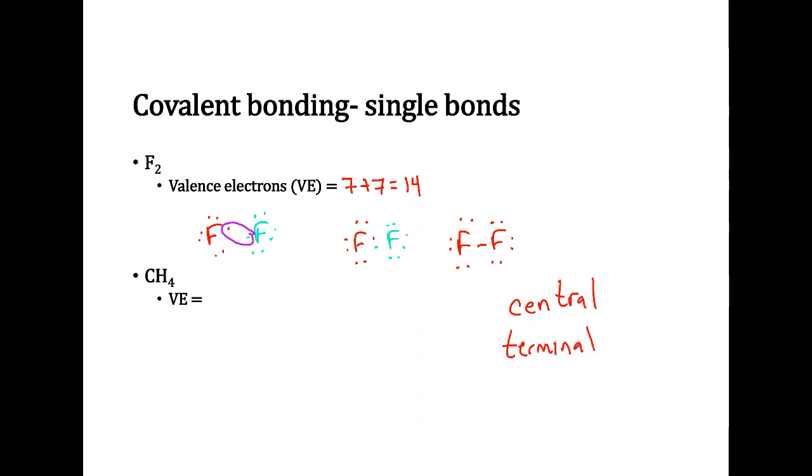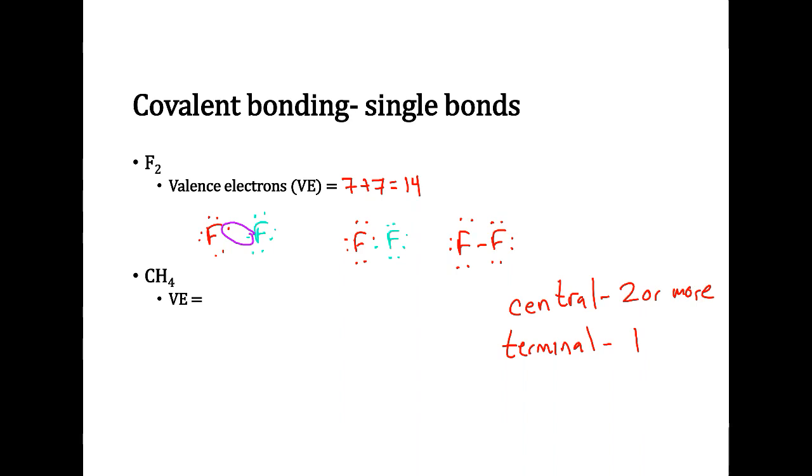So a central atom is one that is bonded to 2 or more things, whereas a terminal atom is only bonded to 1 other atom. So let's go ahead for CH4, methane. Let's go through and figure out how many valence electrons we have.